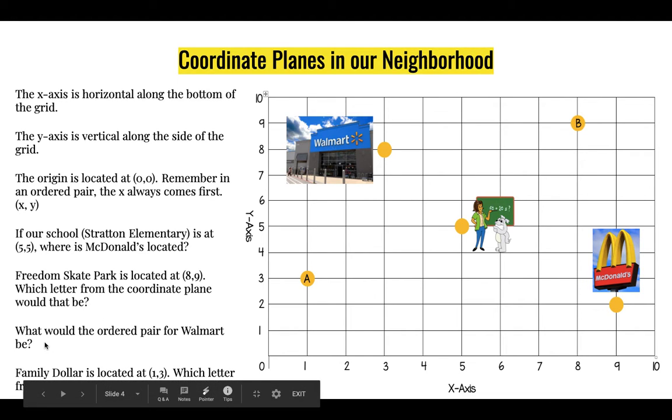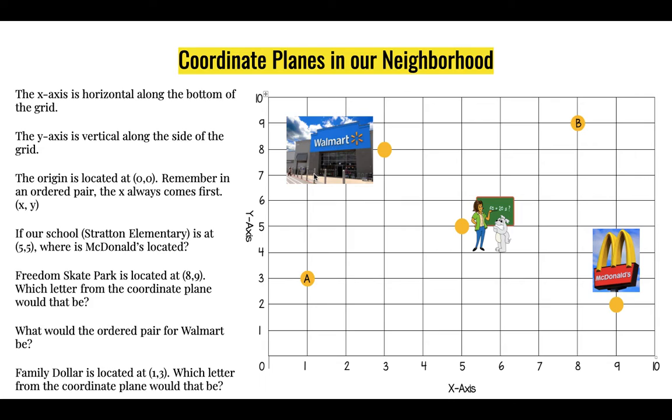The next question says, what would the ordered pair for Walmart be? Okay, now I have the picture of Walmart right here, but the ordered pair is going to come from this yellow dot. Okay, remember your X comes first. Okay, and Family Dollar is located at the ordered pair 1, 3. Which letter from the coordinate plane would that be?